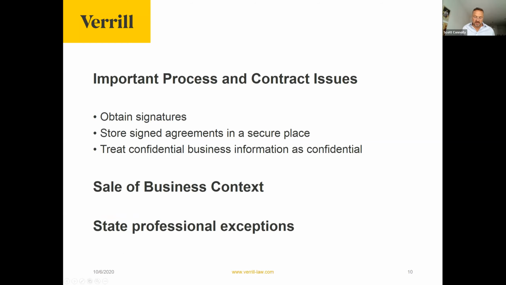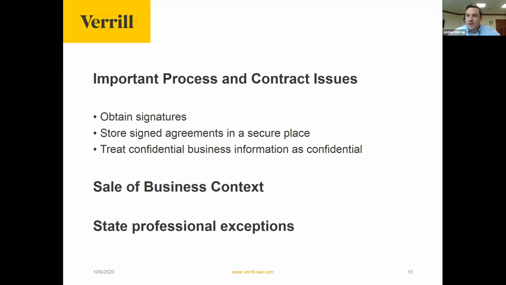Some additional and recently highlighted process and contract issues include making sure that signatures are obtained on non-compete agreements. In Massachusetts, the agreements now have to be signed for non-competes by both the employee and the employer. Storing signed agreements in a secure place. I call this avoiding unpleasant surprises. When your client sends you an agreement that's unsigned and you ask for the signed one, and a search of HR files doesn't turn up a signed agreement, and then you're left alleging violations of the common law.